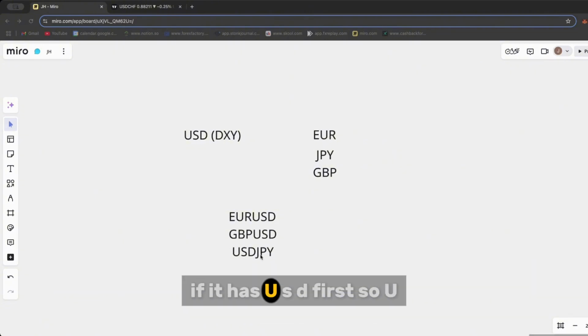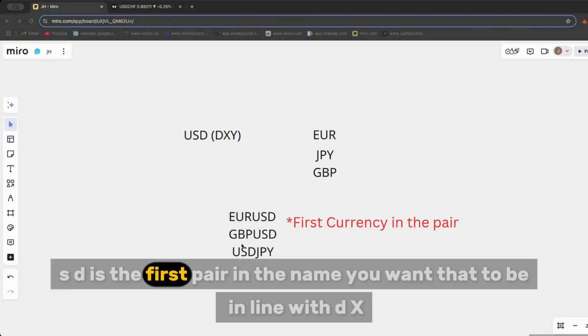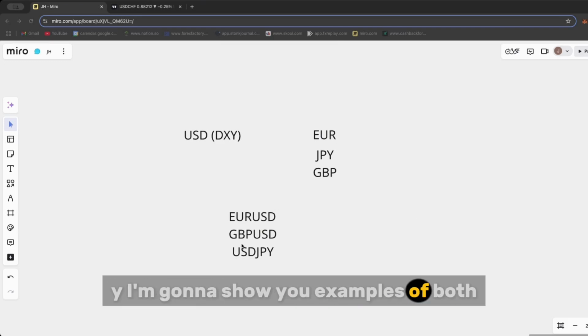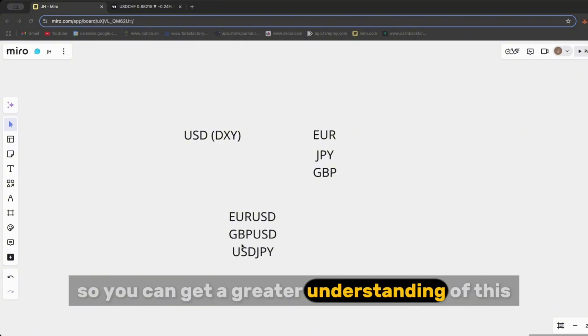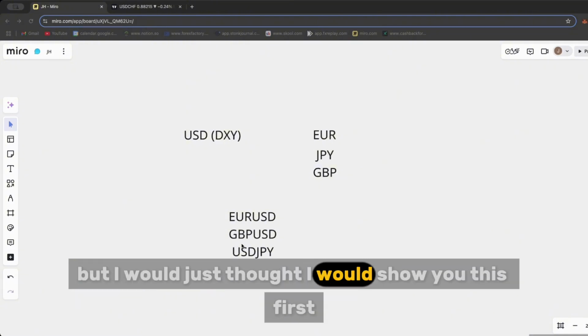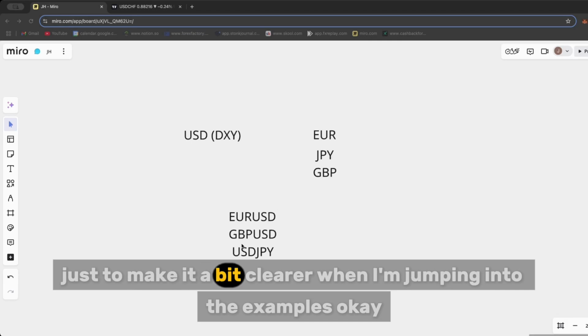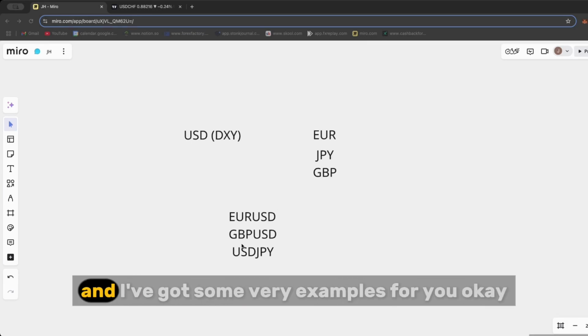However, if it has USD first, so USD is the first currency in the name, you want that to be in line with DXY. I'm going to show you examples of both so you can get a greater understanding of this, but I just thought I would show you this first to make it clearer when I'm jumping into the examples. Okay, so now I'm going to jump into the charts and I've got some great examples for you.